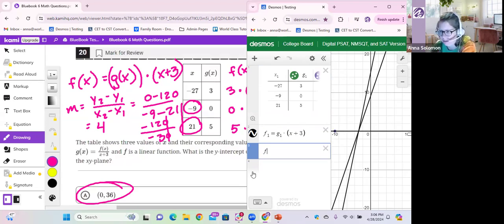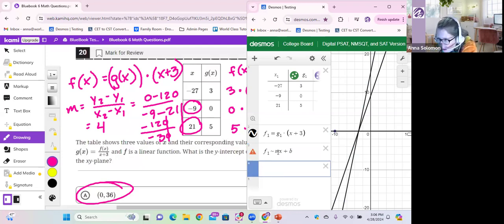Then I can do F1 and then the tilde, which is up above the tab key on your computer, and then the mx plus b form that we want. When I do that, what have I done wrong? X may not be used as a regression parameter. Try using a list.